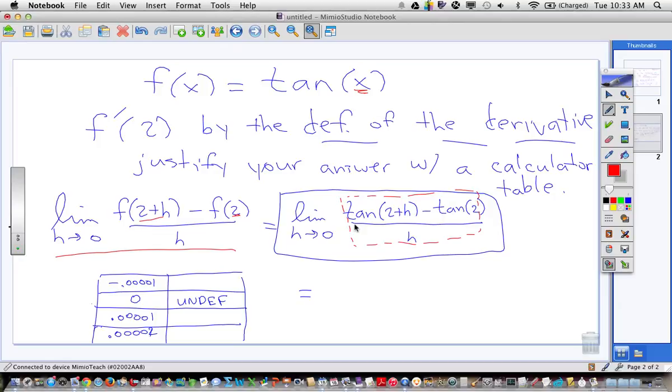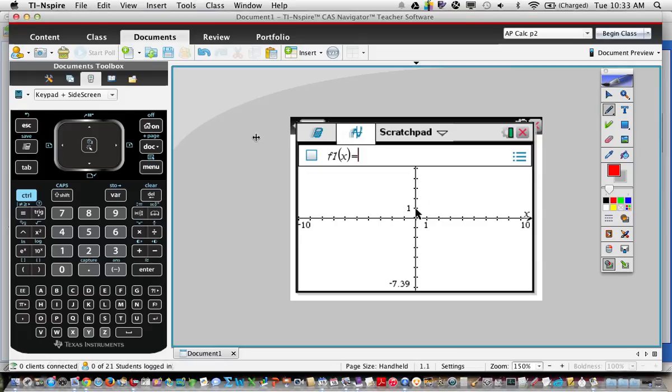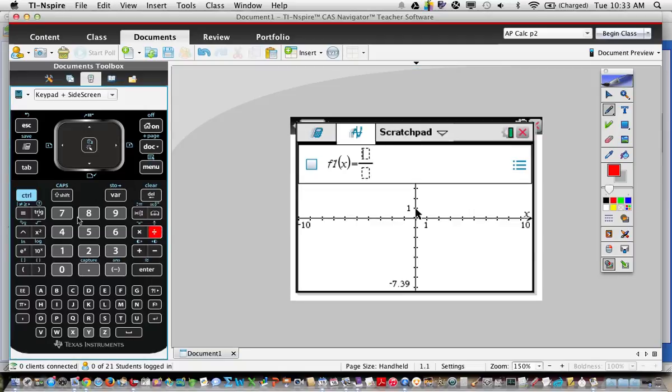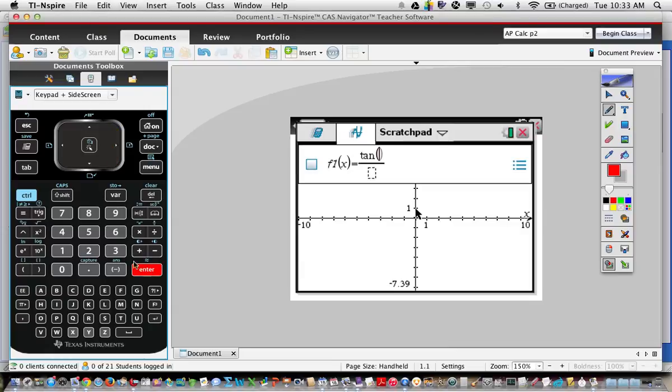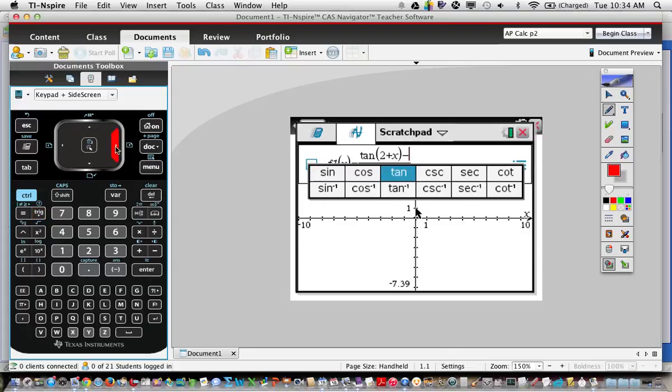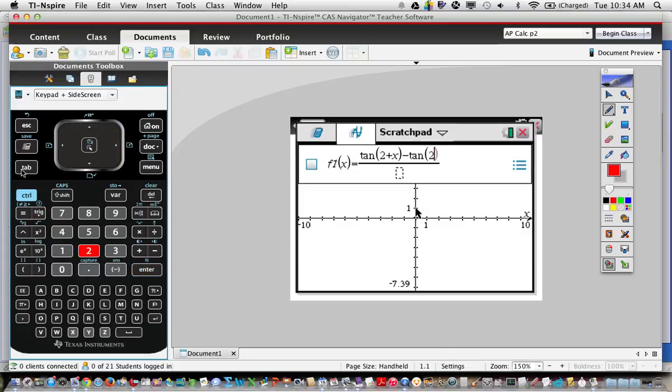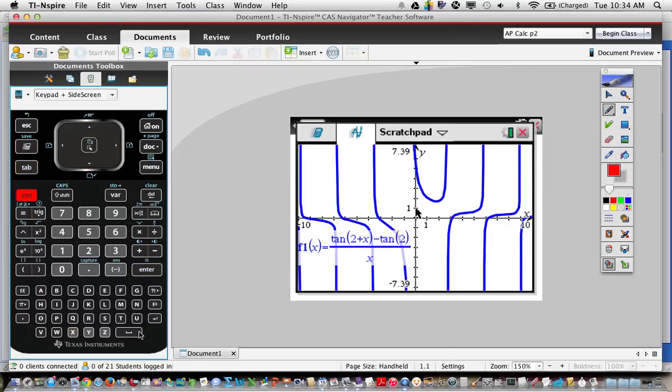Except when you put it into your calculator, what do you got to do? You got to use x's, not the h. Don't put the limit into there. I always see people doing that. When they go to type it in here, they'll type the limit, and that's not what we want at all. So we want a fraction here, and so we want tangent of 2 plus x instead of an h, and then minus tangent again of 2 this time, and then at the bottom put an x in place of an h, and we're going to hit enter, and then hit Control T to give our table up there.